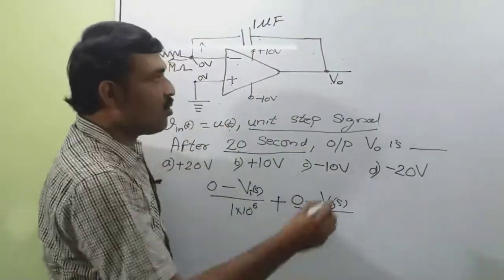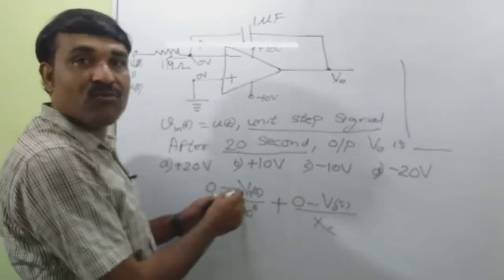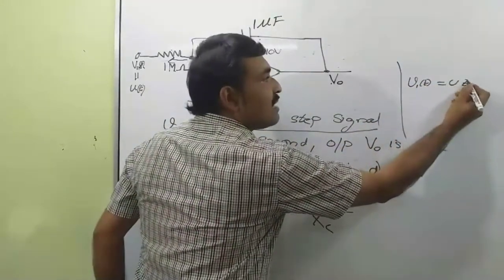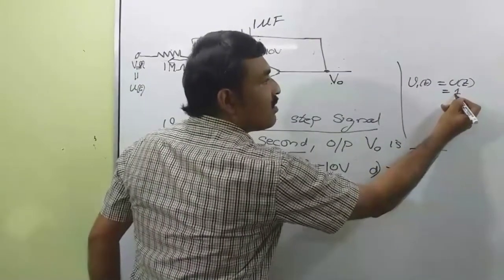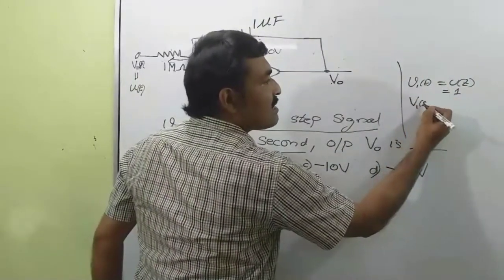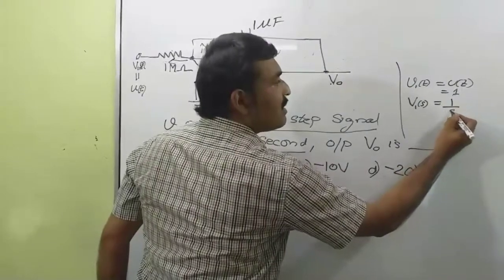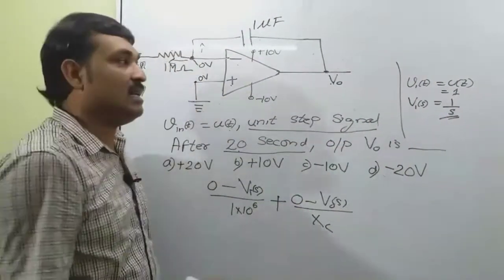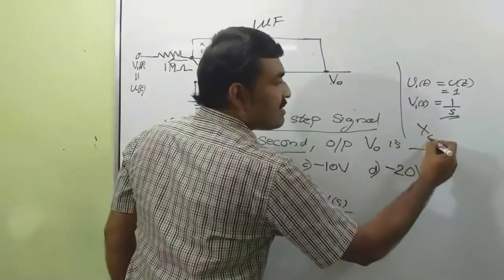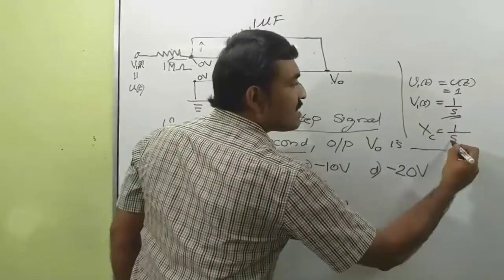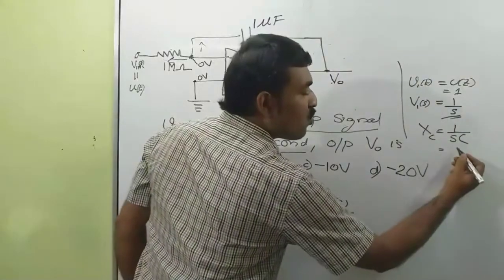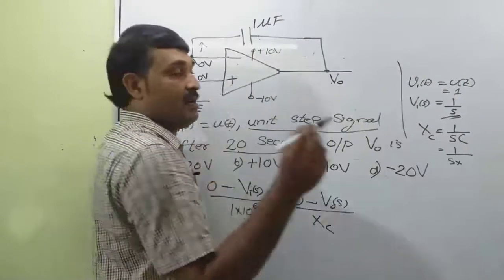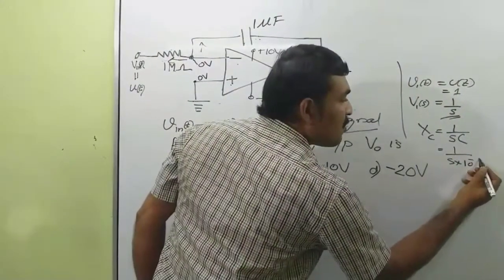Now, what is the value of VIS? Since the input is a unit step signal u of t, VIS is equal to 1 by S. This is the Laplace transform of the unit step signal, that is the input signal. And our XC is equal to 1 by S into C. So this is equal to 1 divided by S into the value of C, which is 1 microfarad, so 10 raised to minus 6.